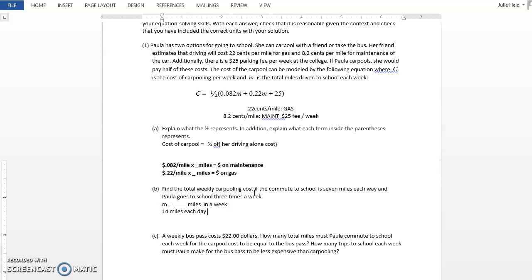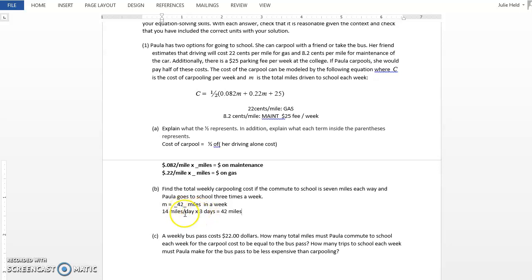And she doesn't go every day, so I'm going to put that as per day. And then if I multiply by 3 days a week, then 42 miles would be how many she drives in a week, right? So it looks like 42. So don't be afraid to let those units still help you. Okay, I can see the days would cancel out.